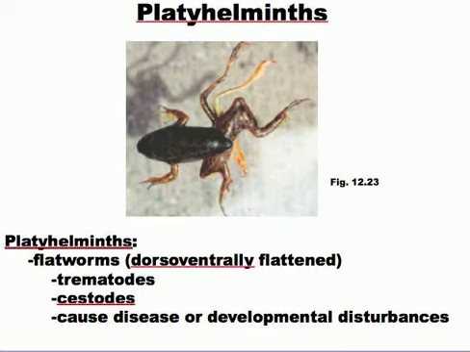Okay, so let's talk about the platyhelminths. These are the flatworms, and they are dorsoventrally flattened. The trematodes and cestodes are in this category, and these can cause disease or developmental disturbances. That's what this figure is showing. This is a frog that's been deformed by a trematode.